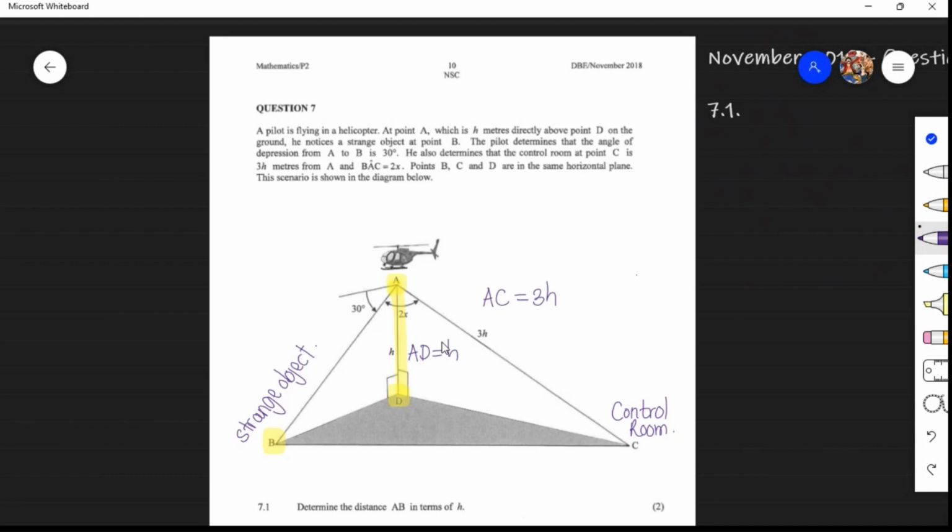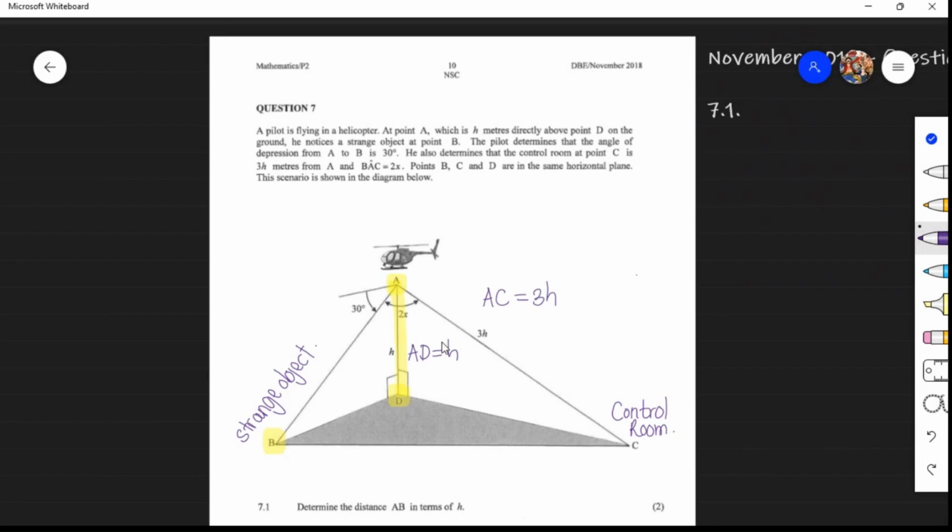So we have question 7.1, determine the distance AB in terms of h. So what does it mean to find the length AB in terms of h? It means that whatever our distance of AB is going to be, it needs to have h in it. So for example, if we find an answer as, let's say, 10 meters, that is going to be incorrect because it does not have h in it. However, if we find a value of AB as, let's say, 5h or 10h, that might be correct because it has h in it. It is a value for AB in terms of h.